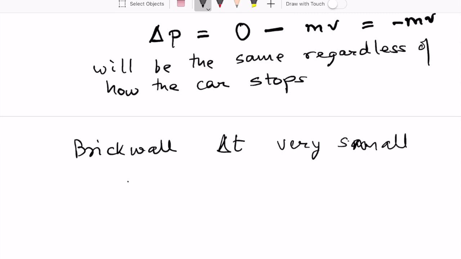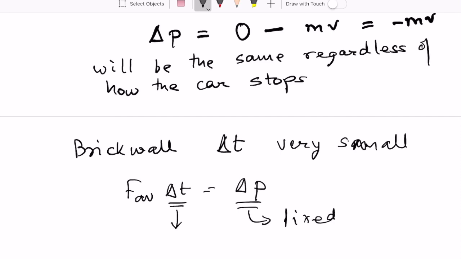So our equation is F average times delta t is equal to delta p. Delta p is fixed. If delta t is small, then F average has to be large. When two numbers multiply to a fixed number, if you make one of them small, the other one has to increase in order to multiply to the same thing, right? So if the delta t is very small, then the F average would be very large.